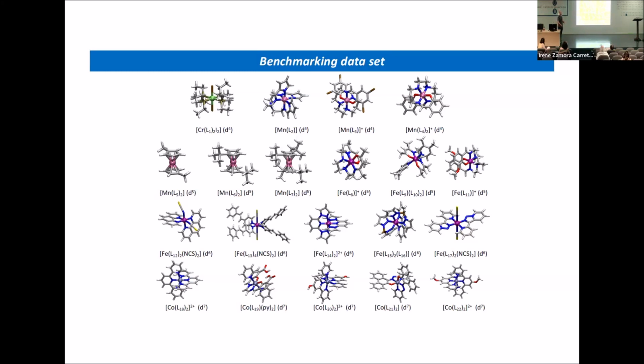We don't do calculations with the relativistic pseudopotentials, but I think that we did with the DKH method. Okay, I don't remember, but I think that it's DKH. We can check it later on if you are interested, but the correction is little compared with the total spin state energy gap. So it doesn't. Not even in the crossing region.